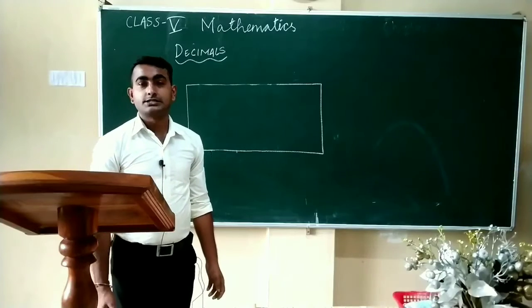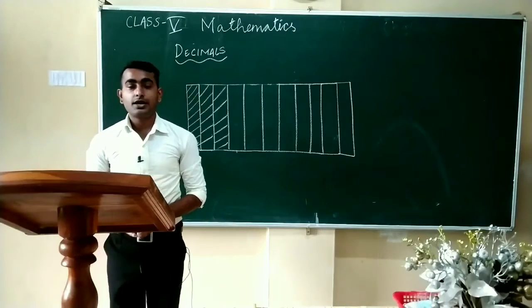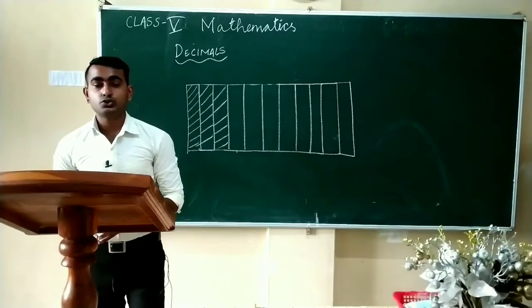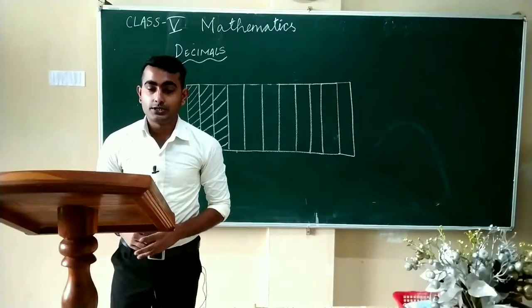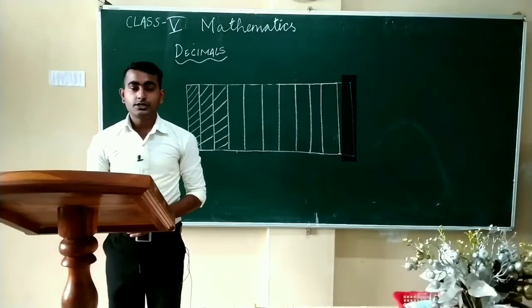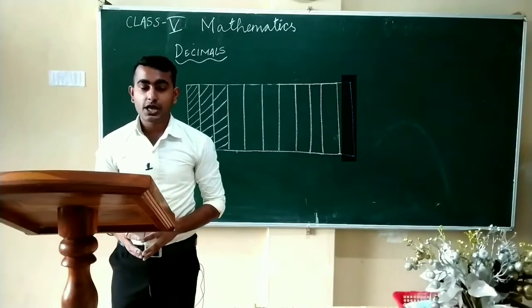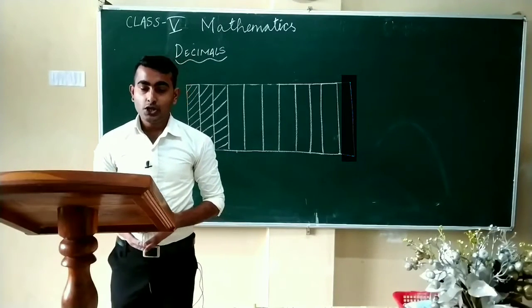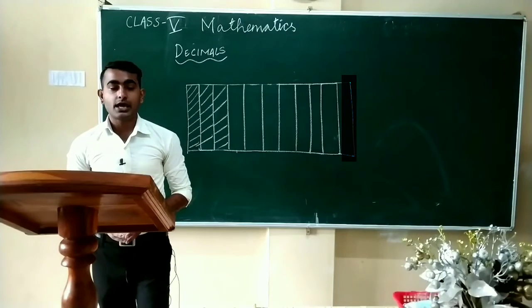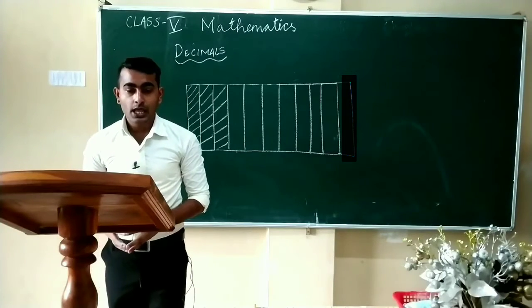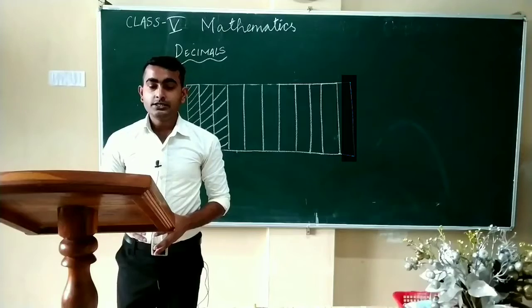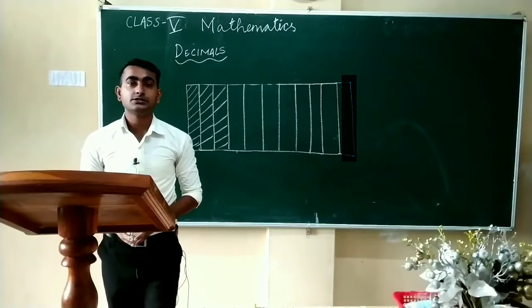Now see the next example. Let us now divide a whole square into 10 equal parts. So here, out of 10 parts, 3 parts have been shaded. So in decimal, it can be written as 0.3 and read as zero point three.